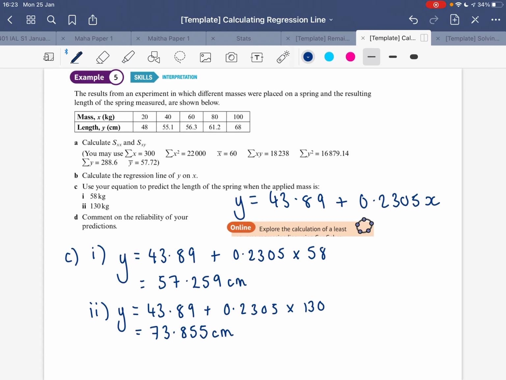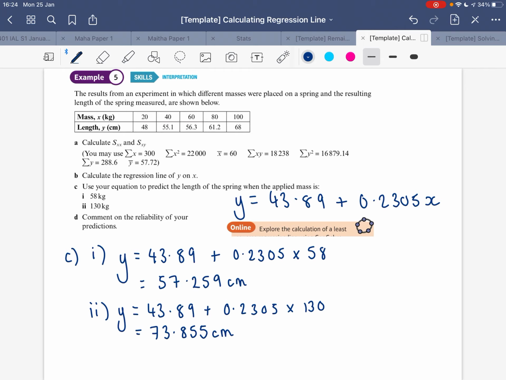Whereas 130 for part 2, that goes above what we've actually observed. We have done an experiment and only used values between 20 and 100. 130 is outside of that range, which means we would be using extrapolation, which does not give as accurate a prediction. Something strange might happen at like 110 kilograms. We just don't know. So we are using extrapolation, which means our predictions become less accurate. We haven't observed it.